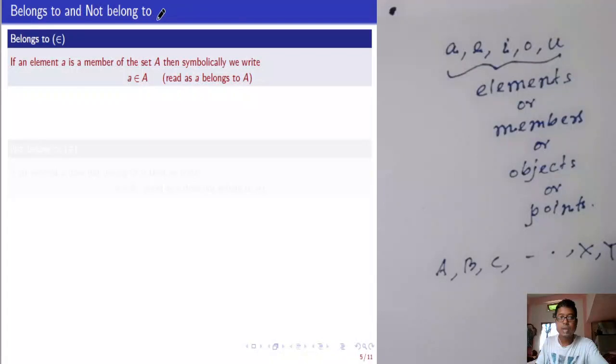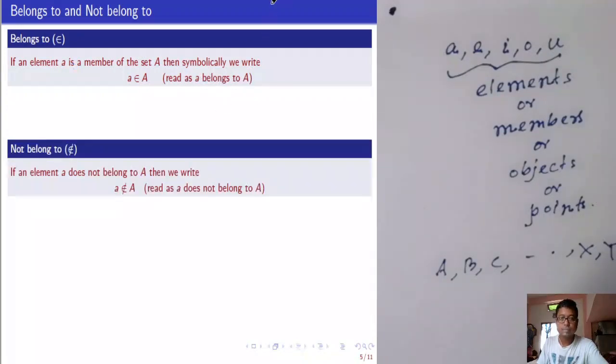Belongs to and does not belong to are the two important symbols used in set theory. If an element a is a member of a set A, then symbolically we write a belongs to A, and it is read as a belongs to A. If an element a does not belong to A, then we write it using this symbol: a does not belong to A.